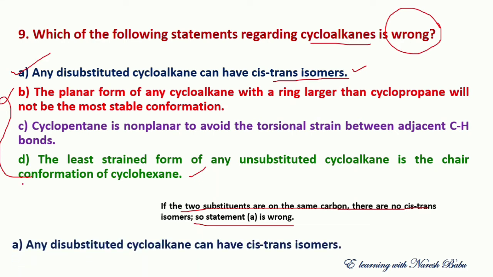Any disubstituted cycloalkane can have cis and trans isomers. It is a wrong statement regarding cycloalkanes. Next question, which of the following statements regarding chair cyclohexane is wrong?